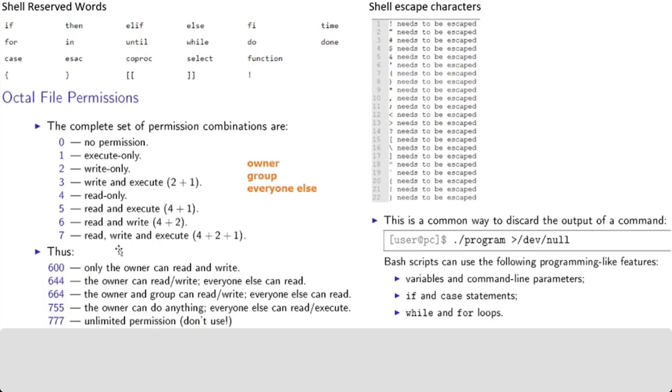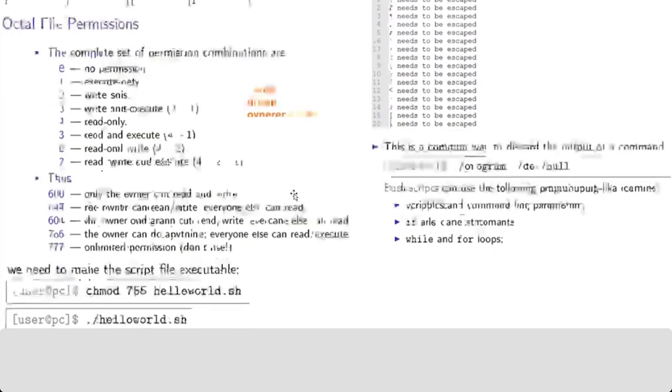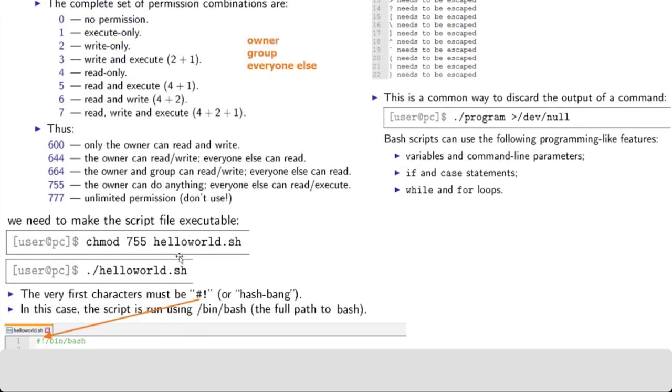For this part, you can read it by yourself. Most common is 755, that we are going to use to make a particular file executable. Because in Linux, every file will have information about owner, group, and everyone else. For example, if you have written a script called hello world.sh, to run this script, you need to make modifications to your file permission.